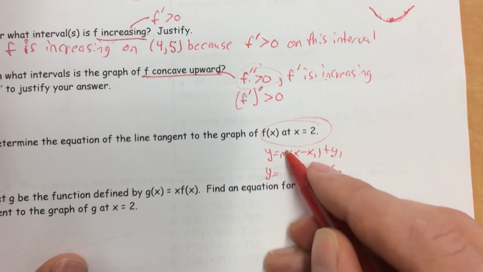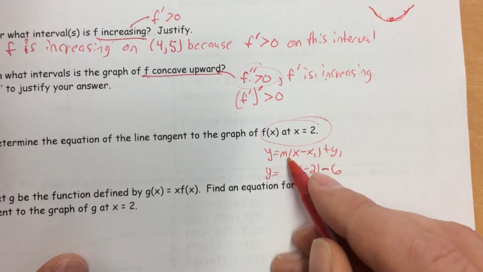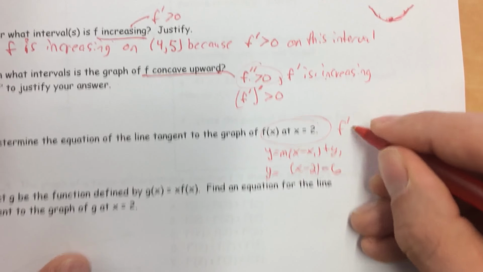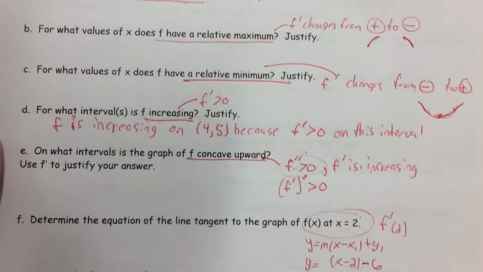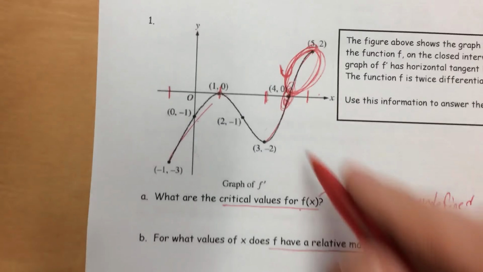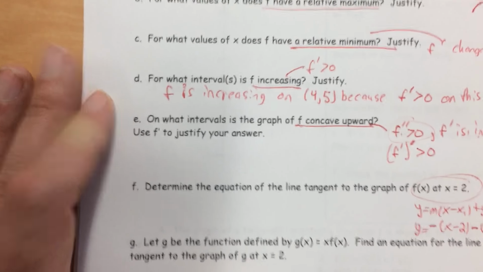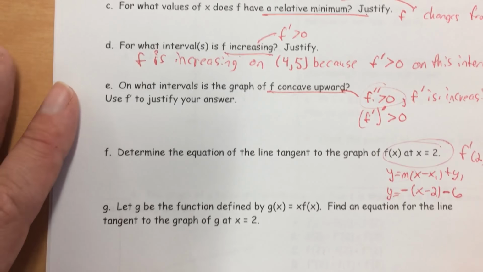And the last thing we need is, what is the slope when x is 2? And we get the slope from f prime. So we need f prime of 2. f prime of 2 we get off of the graph. f prime of 2 is equal to -1. So y equals -x minus 2 minus 6.